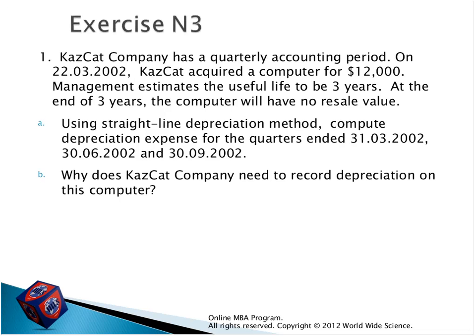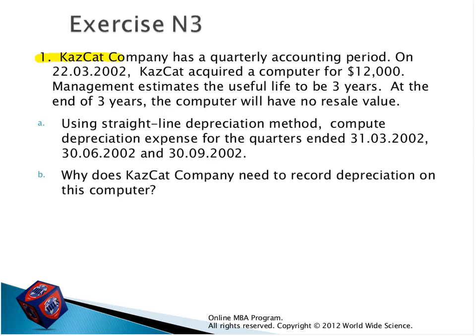Okay, so let me explain the next exercise, number 3. Here the assignment says that the Cascade company has a quarterly accounting period. This is very important. So it makes the accounting statements on a quarterly basis. We have 4 quarters in a year, right? And 1 quarter includes 3 months, right?